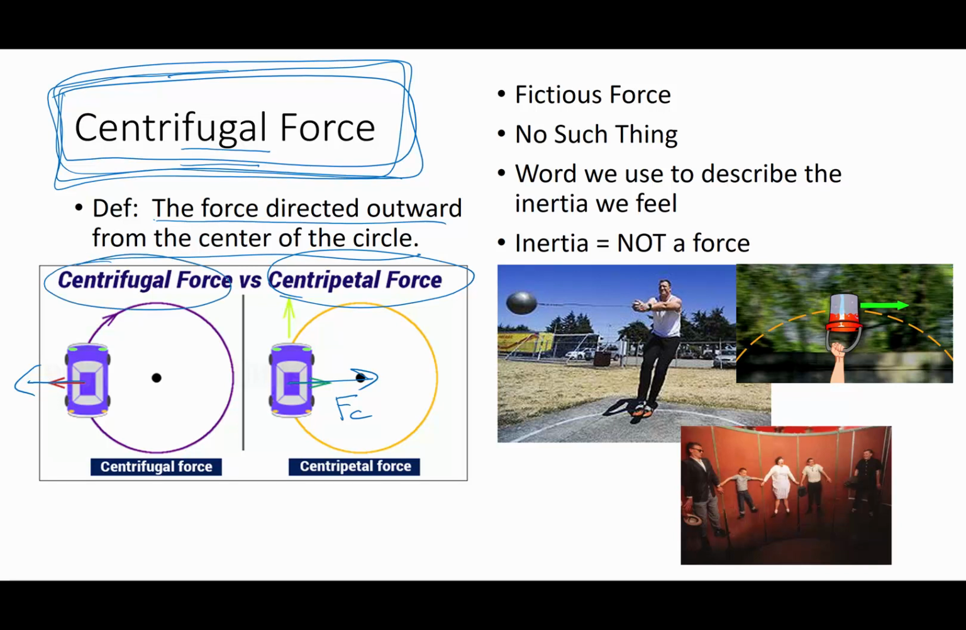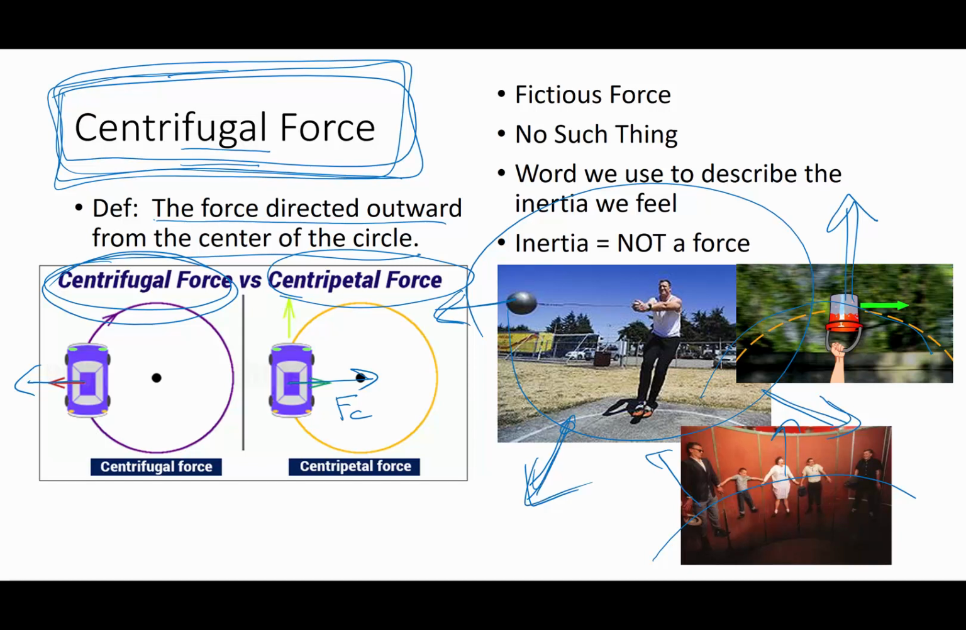So what is the centrifugal force? In this case, with a hammer throw, it would be a force outward as the ball goes around. As in the bucket example, it would be a force pulling outward. For people in the gravitron, it would be a force pulling outward. And honestly, there are no magic physics genies out here pulling on this ball as it goes round and round and round and round. There is no such thing as centrifugal force.